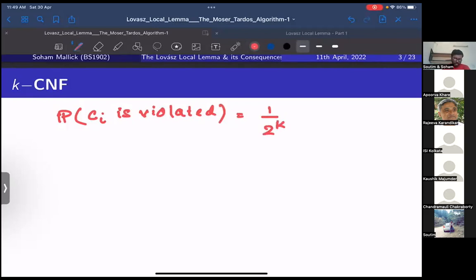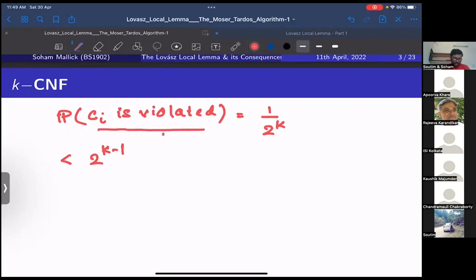So essentially, this is what the probability is. Suppose we have less than 2^k minus 1 clauses, then what we can show is that using the union bound, we can avoid all such bad events. So what is this bad event?